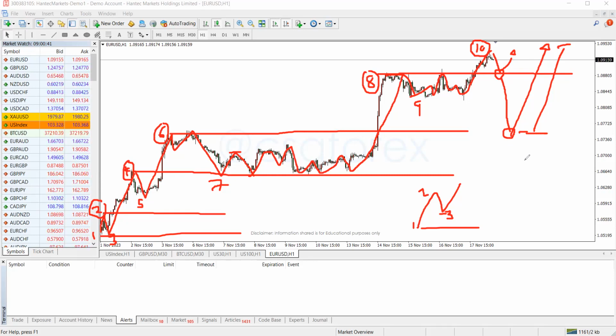I'm going to round up this video here. I want you to watch this video multiple times. Once again, this is using swing highs and swing lows to identify support and resistance levels.